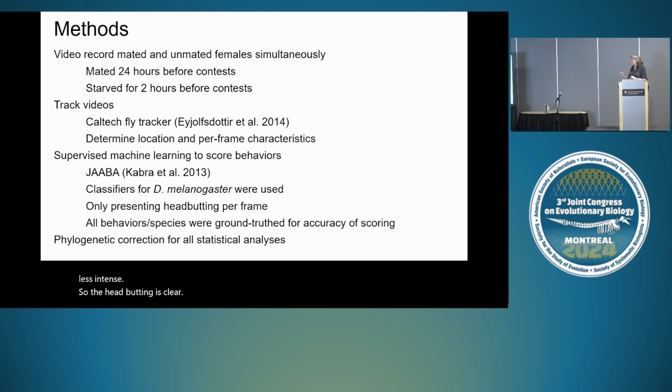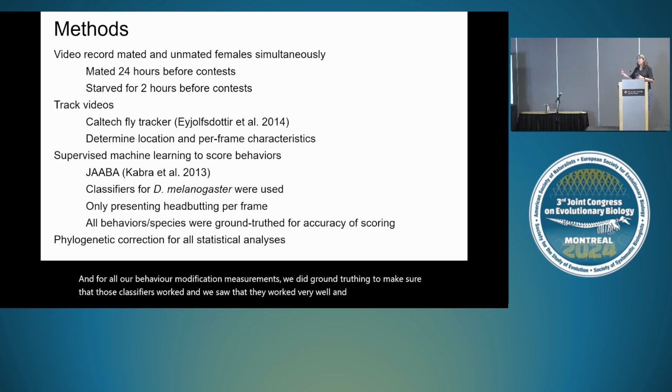And for all our behavior modification measurements, we did ground truthing to make sure that those classifiers worked, and we saw that they worked very well. And so we can take them from one species and apply them to another species. And then all the statistical analyses I'm going to show you have phylogenetic correction as well.